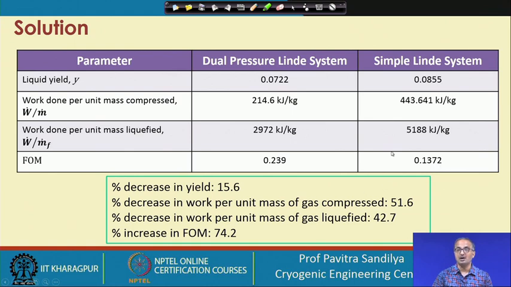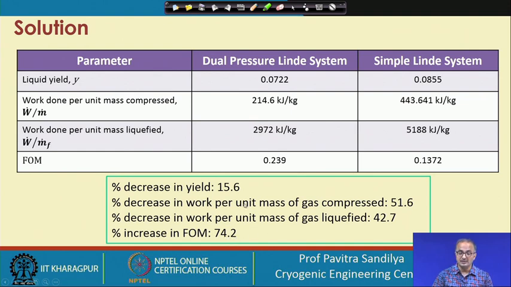So, to understand how much more or how much less, let us take a comparison of the percent increase or decrease. We find the liquid yield has decreased by about 15.6%. On the other hand, the work done per unit mass of gas compressed has decreased by about 51%. And the work done per unit mass of the gas liquefied has also decreased by about 42%, and the FOM has increased by about 74%.